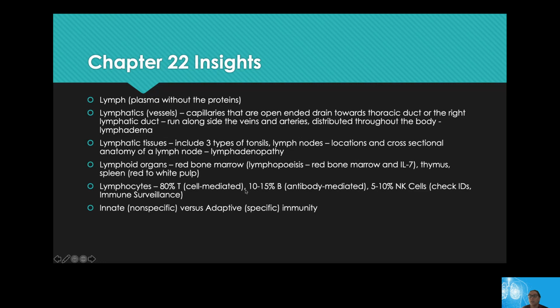Lymphatic organs to include the red bone marrow, the thymus, and the spleen. The lymphocytes themselves, we talk about how T cells, B cells, and NK cells fall under the categories of the different lymphocytes. And then we also have the different types of immunity. So this is our bridge over to the immunity side of things, where we talk about the innate immune system and the adaptive immune system.